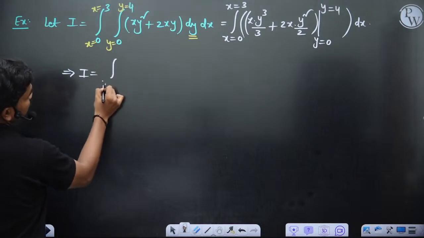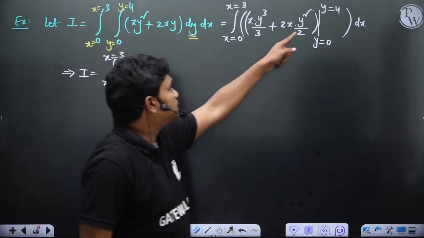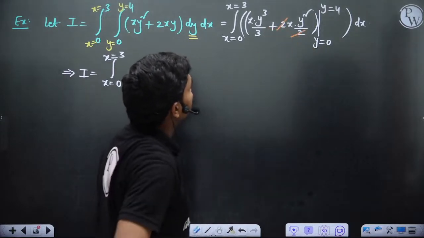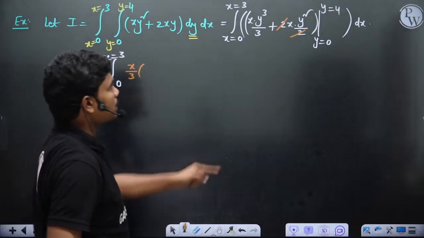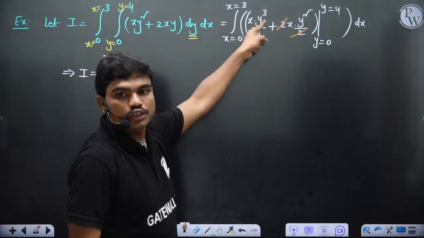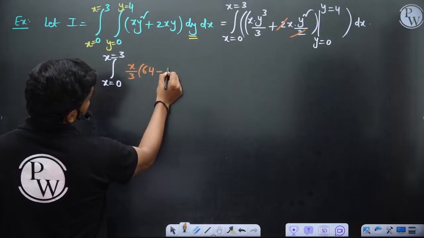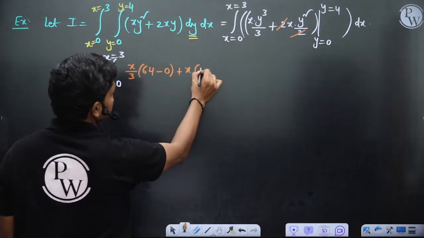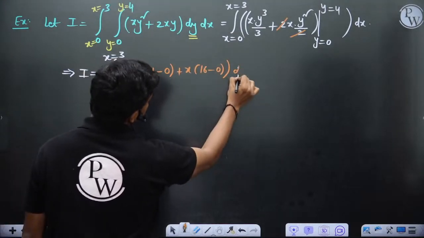If x goes from 0 to 3, then replace these values. Let's cancel this 2 and 2, quite simple. Then x by 3 into, now if you substitute limits, 4 cube minus 0 cube. So what is the value of 4 cube? 64, correct? So 64 minus 0 cube is 0, plus x into y square difference, so 16 minus 0 actually. So this whole function dx.